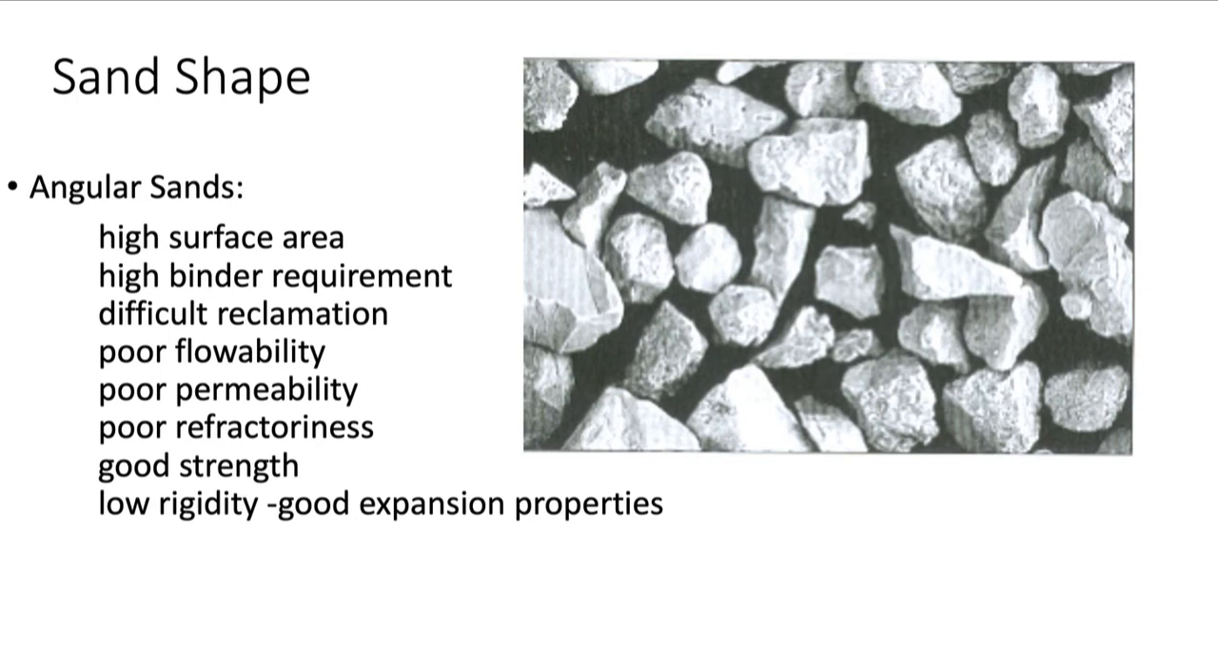Also, it does tend to break down more because the angles on there have little points at which a crack can form. They do have good strength, however. When I say strength, what I mean by that is the actual sand as a whole, when it's got the binder in it. So when you make a core or you make a green sand mold out of an angular sand, it'll be a little bit stronger on the green compressive strength. And it has low rigidity. So in other words, when the sand expands, it can kind of rearrange and accommodate the expansion.